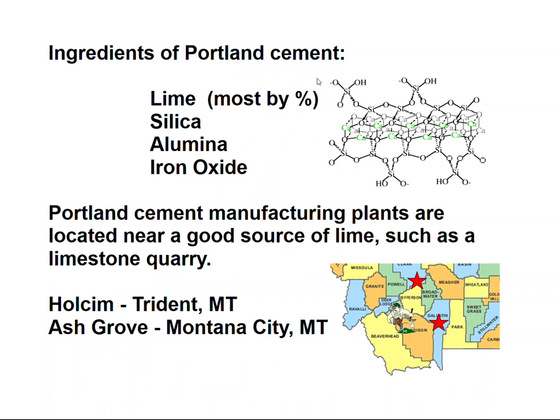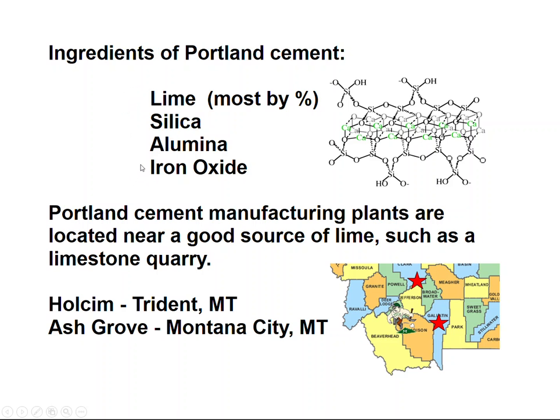So the ingredients of Portland cement, this tests the limits of my chemistry skills, so I'm not going to spend a whole lot of time here. But by far the most prominent ingredient in Portland cement is lime, a source of lime. Traditionally around here it's limestone, because that's what we have available in Montana. You also have silica sources, aluminum or alumina, and an iron oxide to produce the hydration reaction necessary.